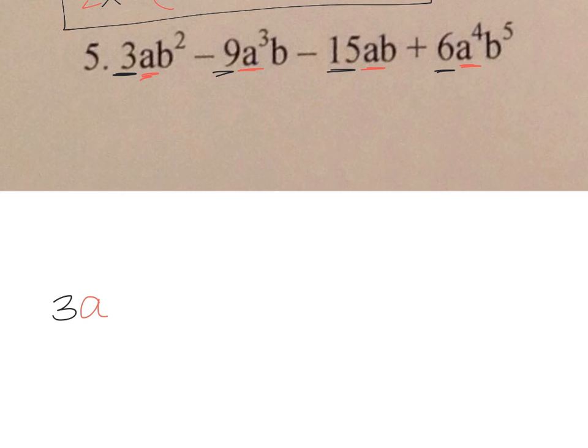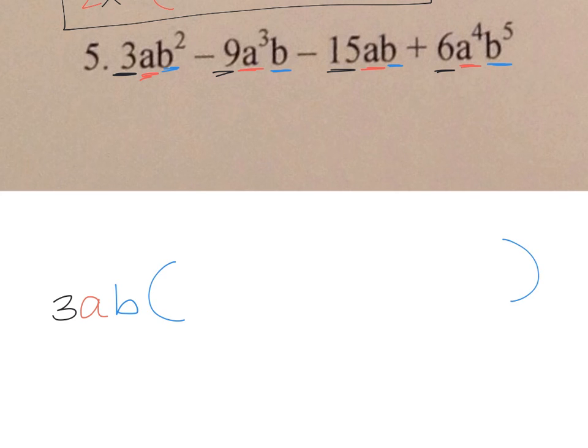Now let's move on to the B. B squared, B, and B to the power 5. Again, the lowest one. So the lowest power is just B. So then B is in common. So 3AB is my GCF.